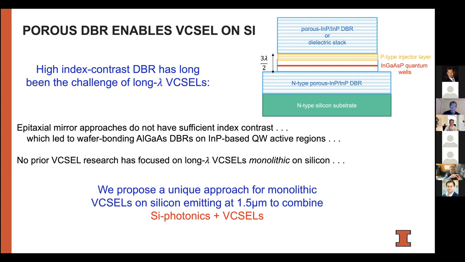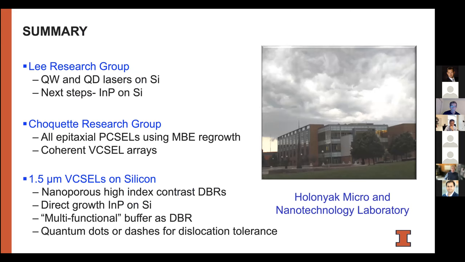And in addition, because we can introduce this in the layers that we're going to use in marrying this technology to silicon, as Larry described, we feel that this is a way that we can not only achieve 1.5 micron VCSELs, but also achieve it in a way that could be compatible with integration with silicon photonics. So with that, I'm going to stop.